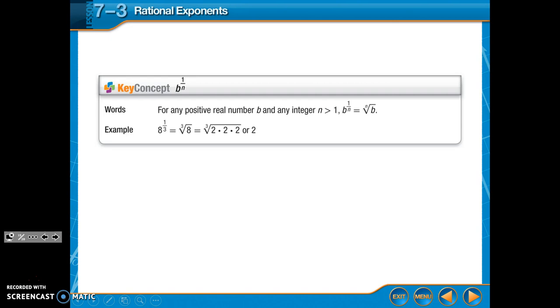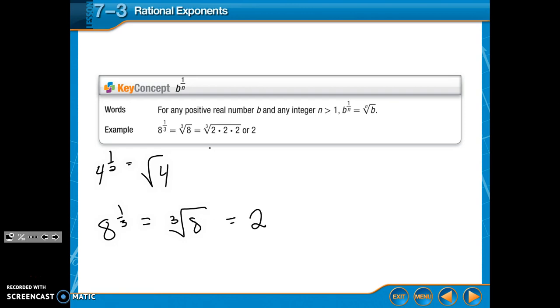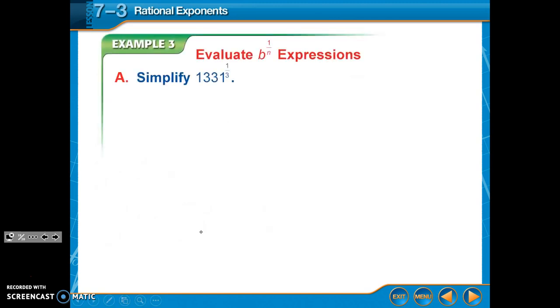Okay, so for any positive real number b and any integer n greater than 1, b to the 1 over n is the same thing as the nth root of b. So just like 4 to the 1/2 is the same thing as the square root of 4, if I have 8 to the 1/3, that's the same thing as the cubed root of 8. Okay, and we know that the cubed root of 8 is 2, because 2 cubed gives me 8.